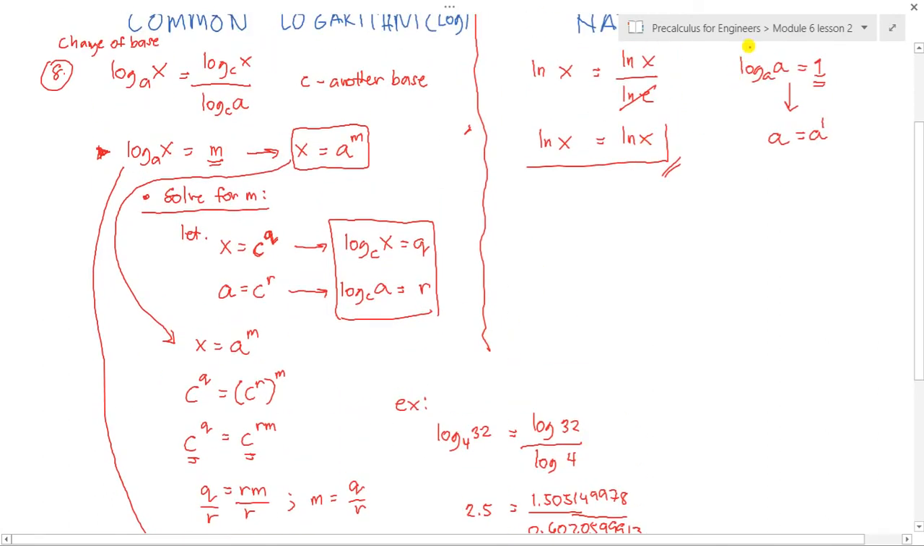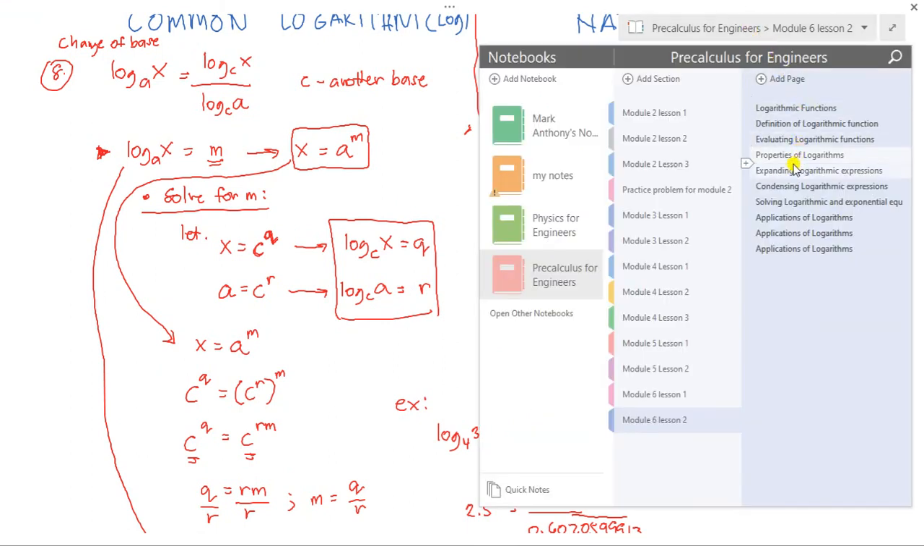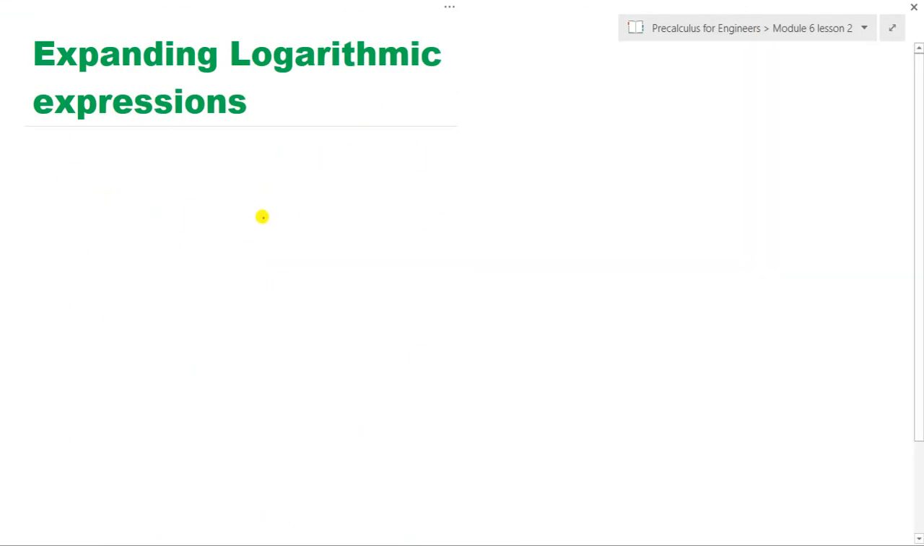So that is it. And since we are already done with the properties, let's proceed to the methods on how to expand a logarithmic expression. This is the more challenging part, because, of course, we have to simplify or modify the logarithmic expression. So let's start by expanding the logarithmic expression. Let's say you are given this expression, log of 10x squared y cubed to the base of 5.